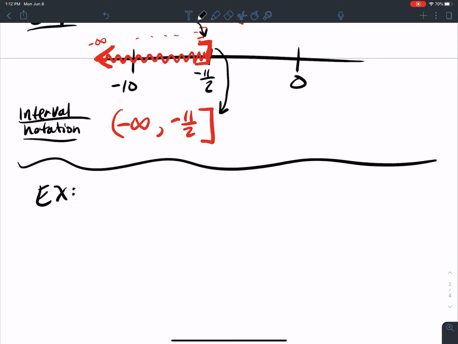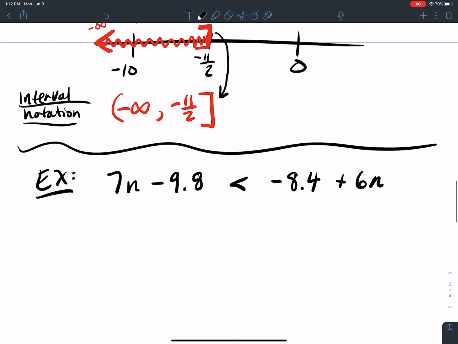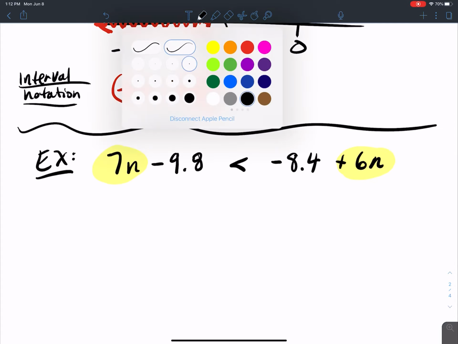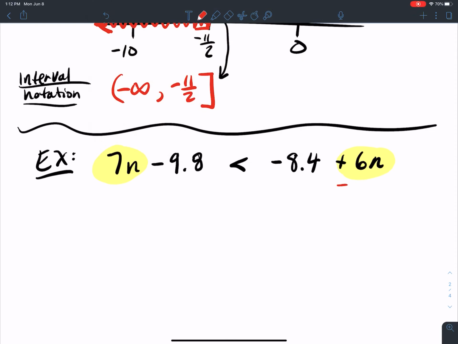Here's an example. 7n minus 9.8 is less than negative 8.4 plus 6n. All right. So first thing I want to do is move the n. I've got an n here and I've got an n here. So it looks like the smaller one is the 6n. So I'm going to subtract 6n from both sides.